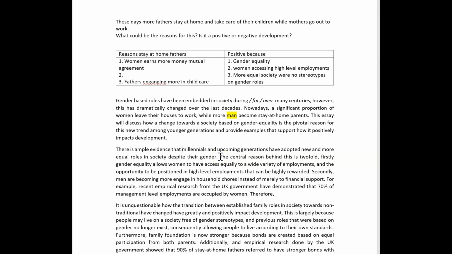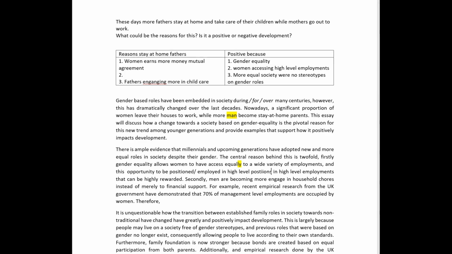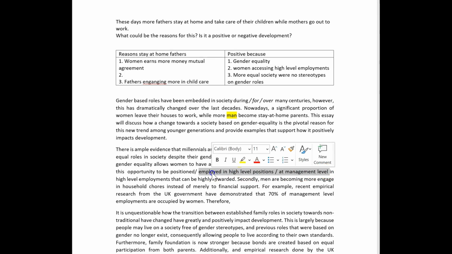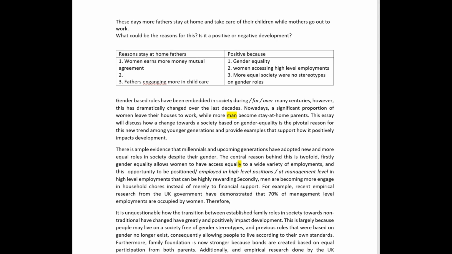Central reason is twofold. Firstly, gender equality allows women to have access. So equal access, equally. We would say equal access. It's an adjective describing access, not an adverb with have. So equal access to a wide variety of employment and the opportunity to be positioned in high level. And this opportunity, because you're being quite specific here, this opportunity to become employed in high level positions or at management level. So just the other way around on that word. Sentence can be highly rewarding, ing. Rewarded or, okay, highly rewarding or rewarded.